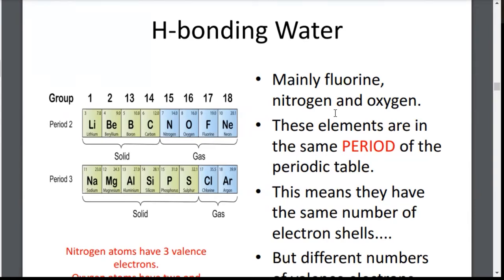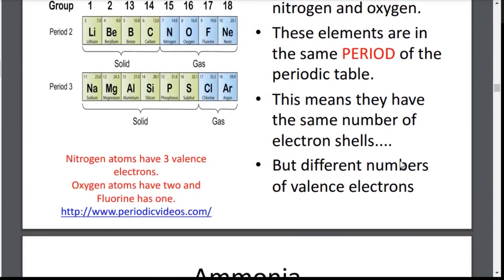Now, if you're doing GCSE chemistry, you'll see that these three elements are in period 2. Nitrogen, oxygen, and fluorine are in there. That means they're in the same period of the periodic table, which means they have the same number of electron shells, but they have different numbers of valence electrons because they're in different groups.